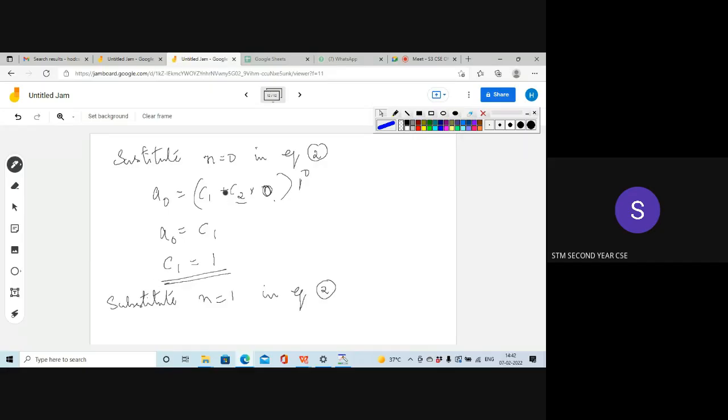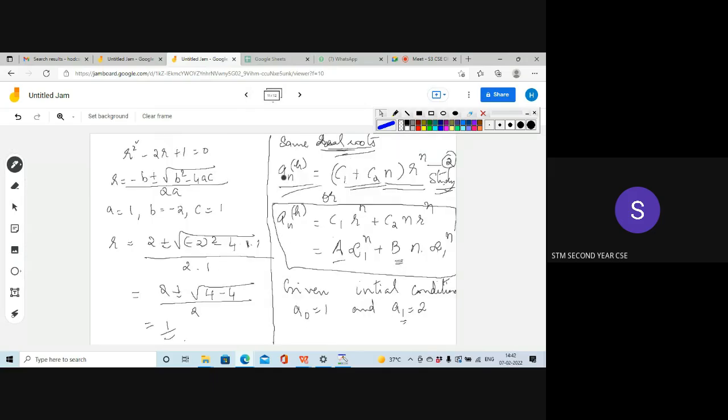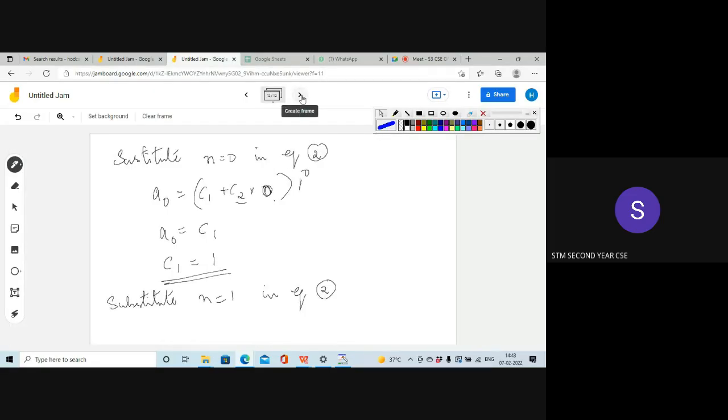And then after finding the value of C2, if you substitute in this homogeneous equation, you will get the homogeneous solution. You substitute for C1 and C2. Okay, I hope you can solve that part and find out the homogeneous solution. Okay, then next class we will go to particular solution.